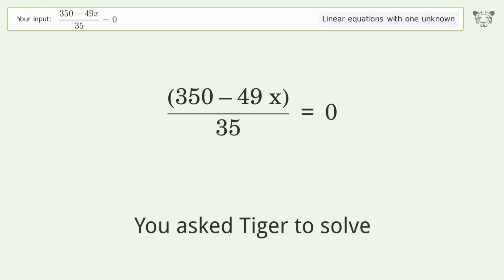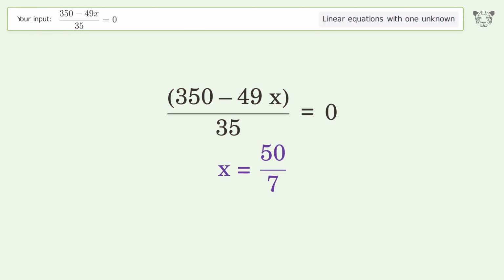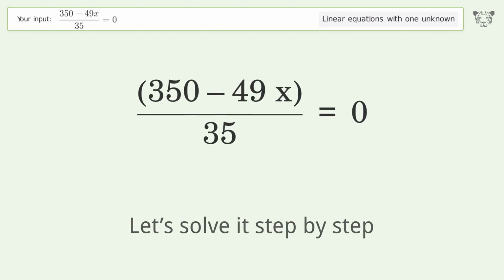You ask Tiger to solve. This deals with linear equations with one unknown. The final result is x equals 50 over 7. Let's solve it step by step.